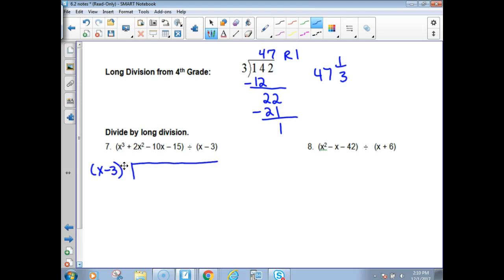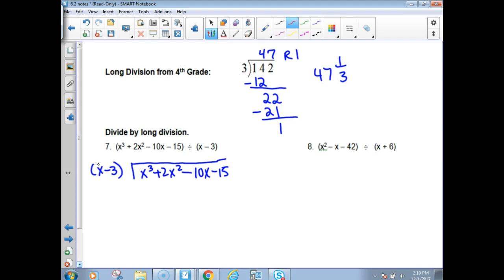We're going to put x minus 3 out front, which is the divisor. The dividend is the number that we're going to divide into. So this is going to be x cubed plus 2x squared minus 10x minus 15. Okay, x goes into x cubed evenly.